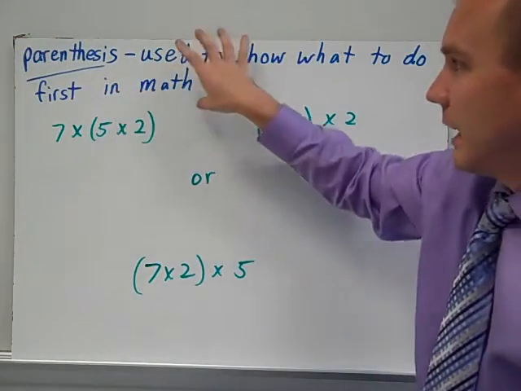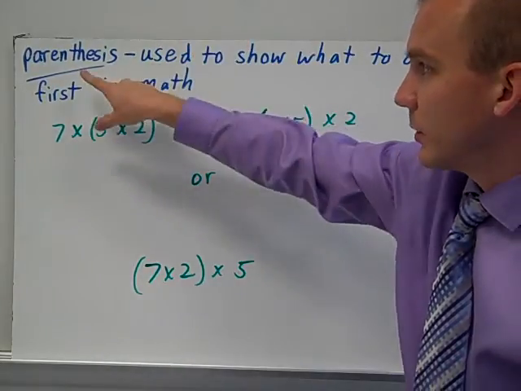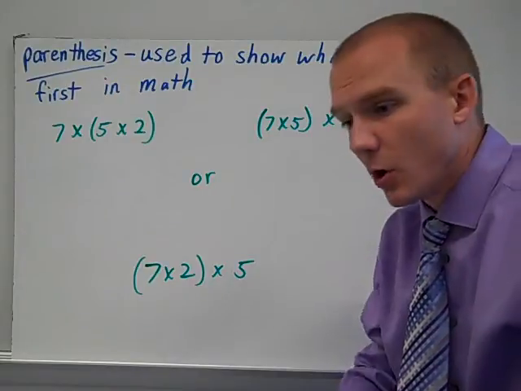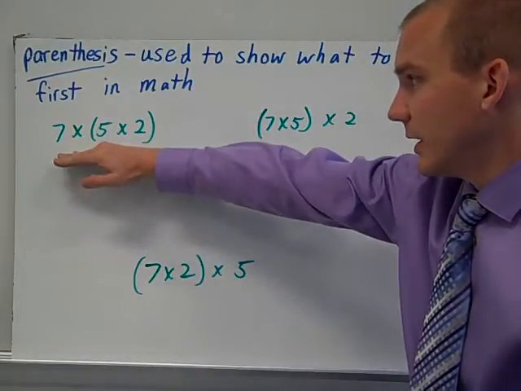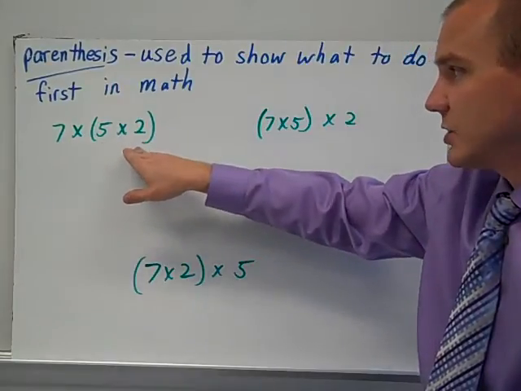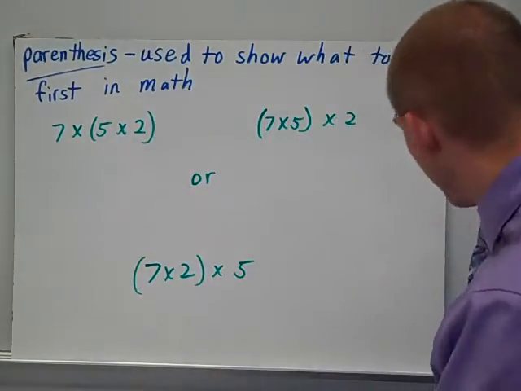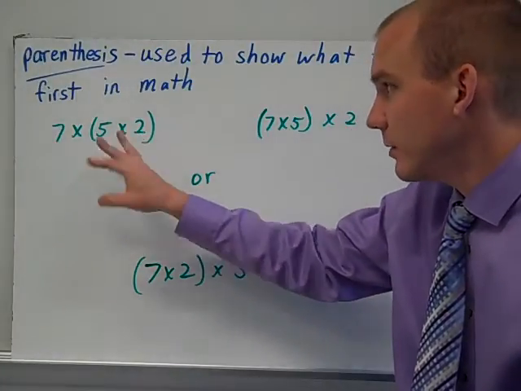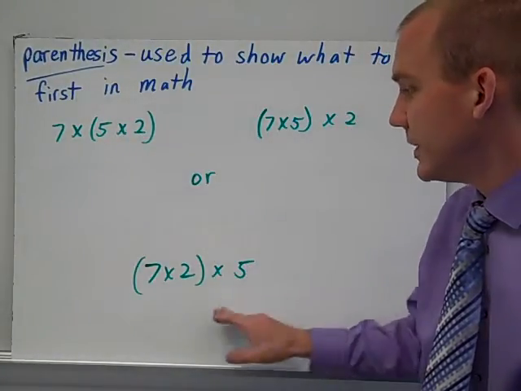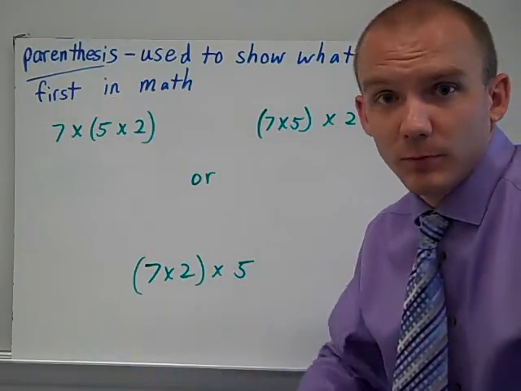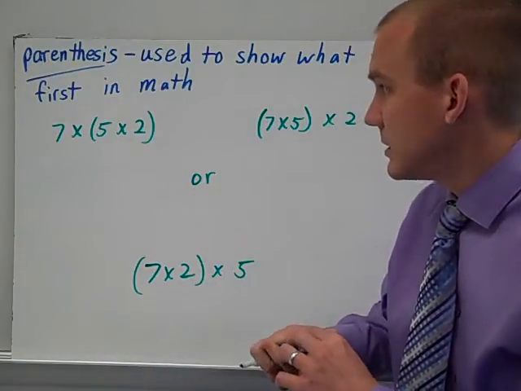Let's start and review what parentheses mean. When parentheses are used in math, they're used to show what to do first. That's all you need to know. So when I look at this first number sentence here, it says 7 times 5 times 2, but I have to do 5 times 2 first. And that's what the associative property says. So I'll get the same product, but I'm going to show you the three different ways to solve it. And then I'm going to do it again, and then you're going to do your own, and that's it. So 7 times 5 times 2.